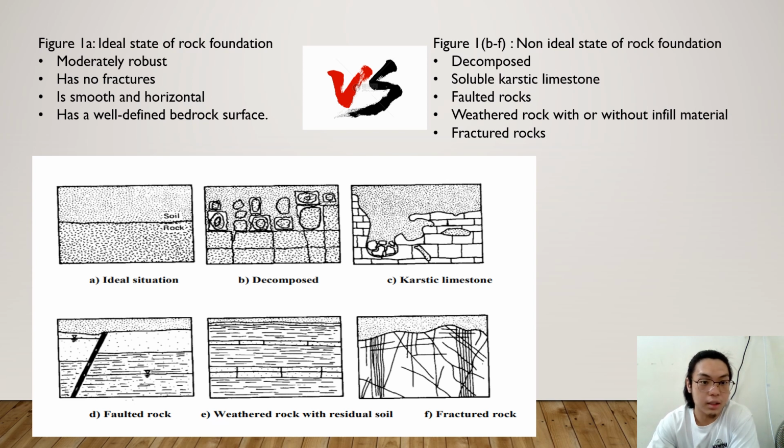Figure 1a is the ideal state of the rock foundation. It is moderately robust, has no fracture, is smooth and horizontal, and has a well-defined bedrock surface. Other than that, figures B to F are non-ideal states of rock foundation. They include decomposed structural limestone, folded rock, weathered rock with or without infill materials, and lastly, fractured rock.